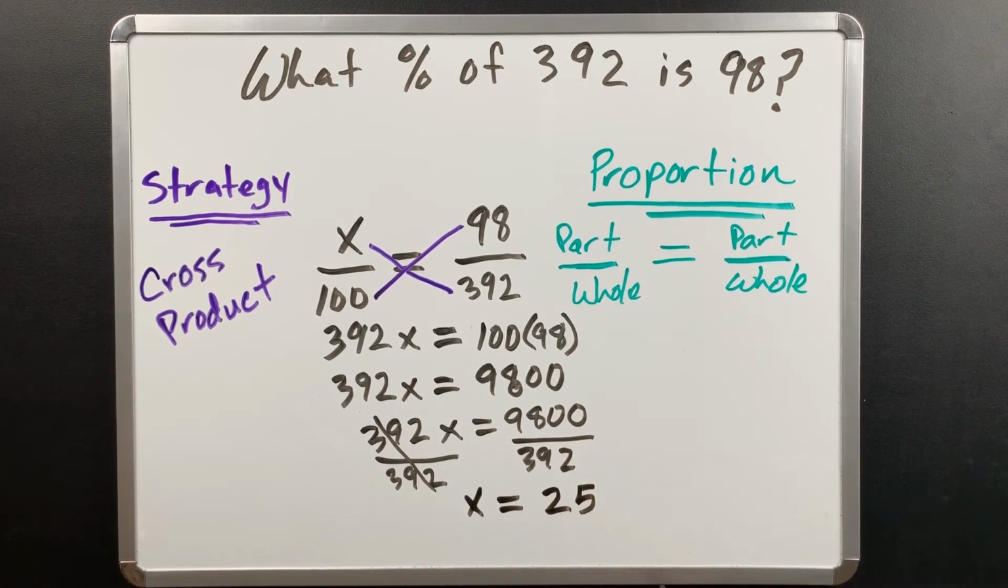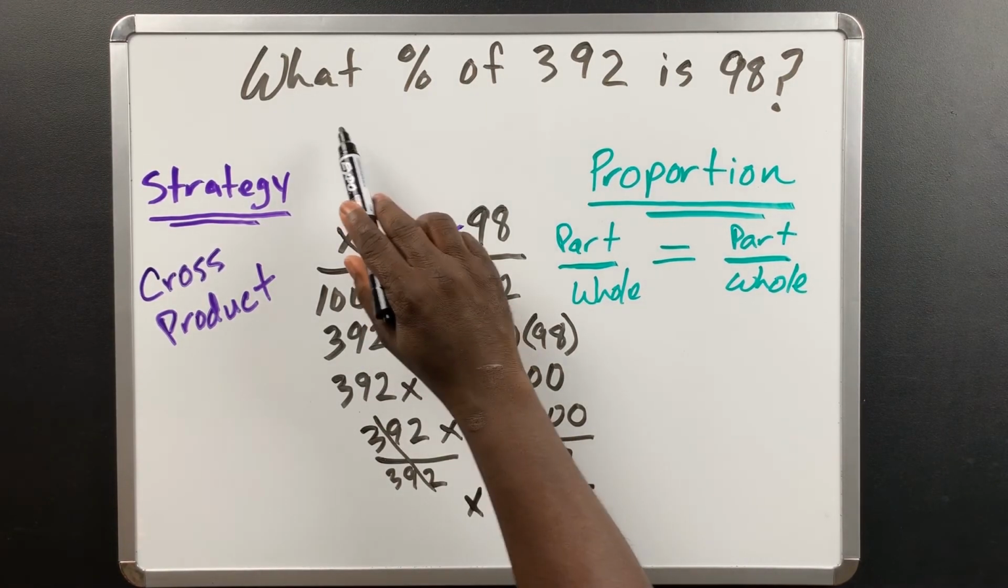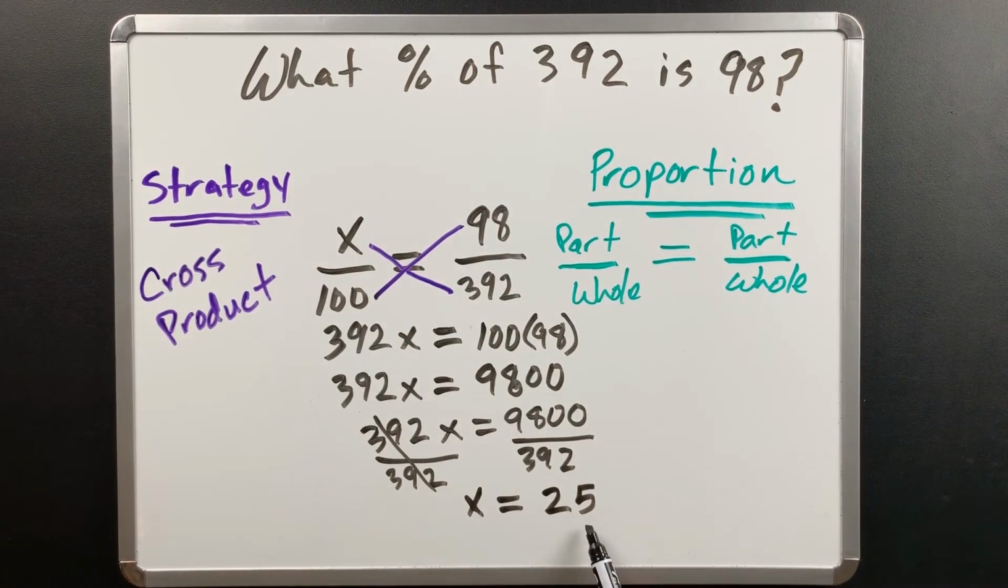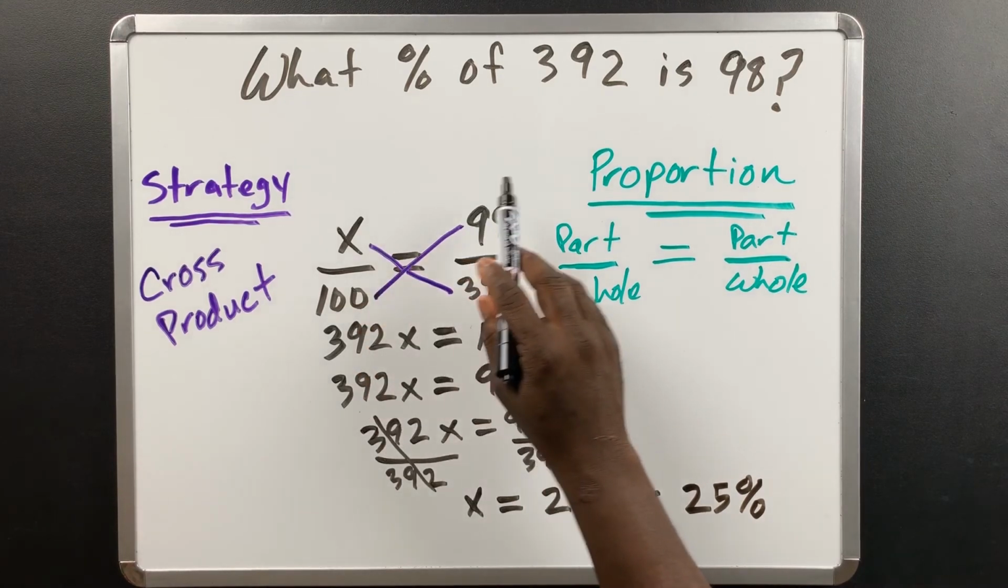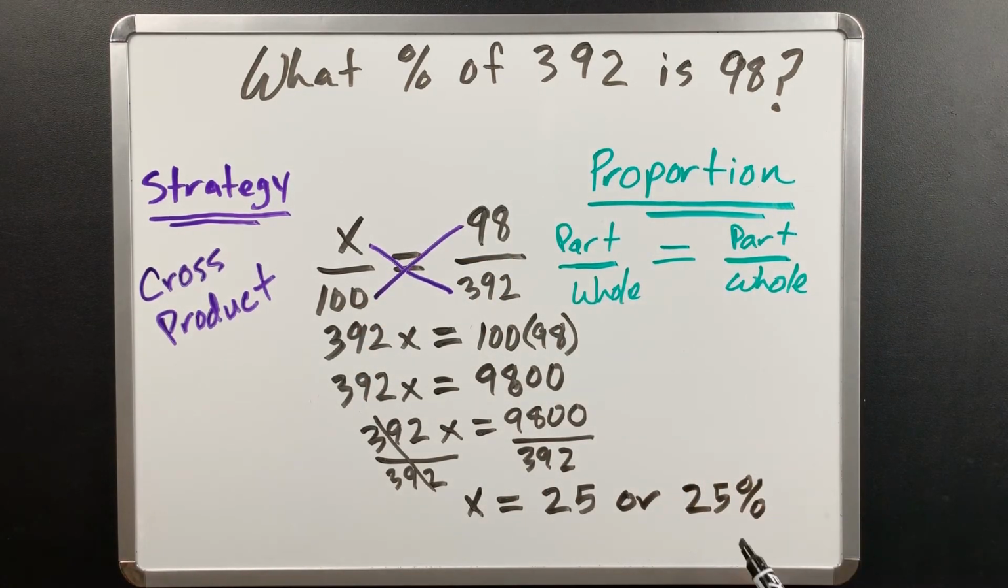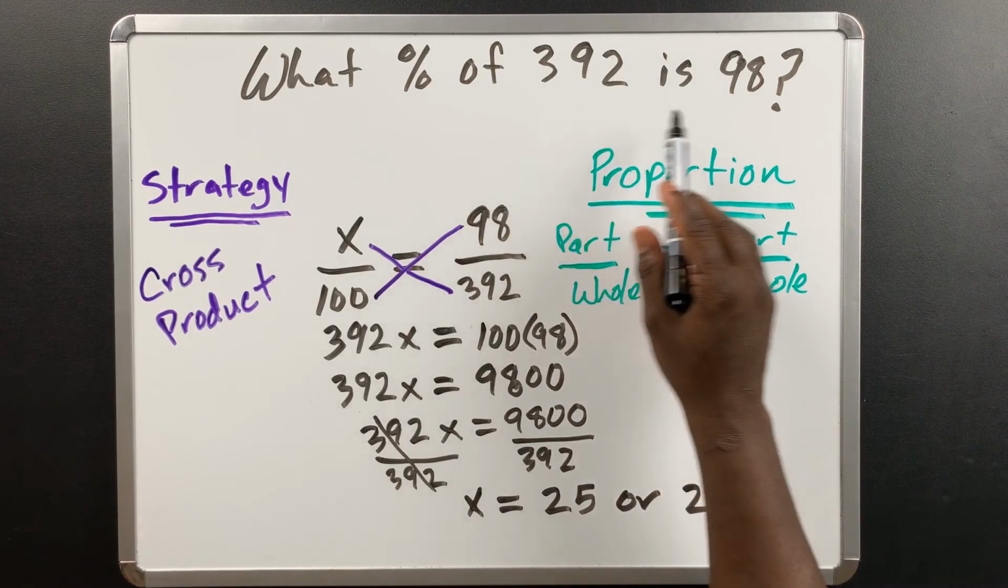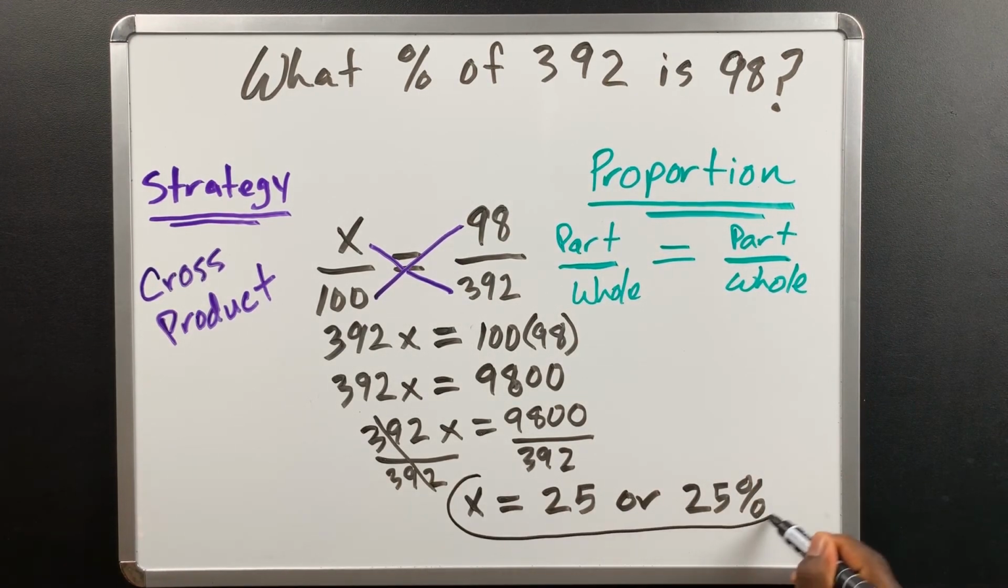We get 25. Now let's go back to the question. It said what percent? X equals 25. So we said it's 25%. So in other words, what percent of 392 is 98? 25% of 392 is 98. Always circle your final answer, all right? A lot of your teachers or professors may want you to do that to make sure that you know what your final answer is. So, remember, complete definitions of all these terms are included in the description below.